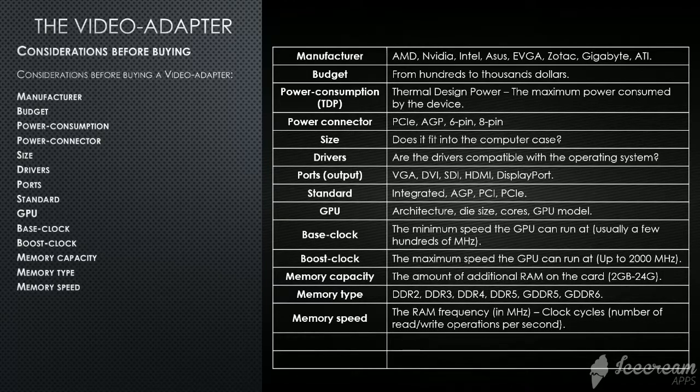Next is the memory speed. The memory speed, which is also measured in megahertz, depends on the memory type. Those parameters will be discussed in the memory module, so do not try too hard and just let it sink in for now. Then comes the memory bandwidth. This is the memory speed measured in gigabytes per second.